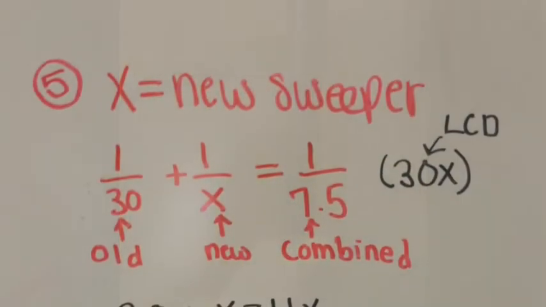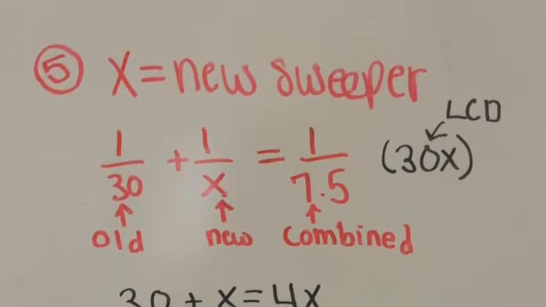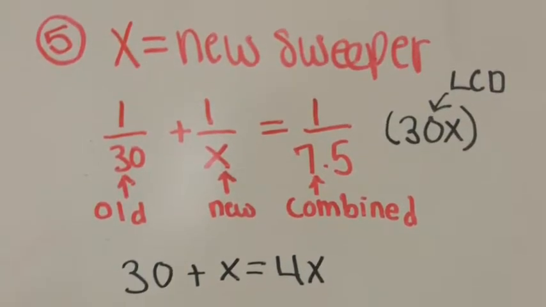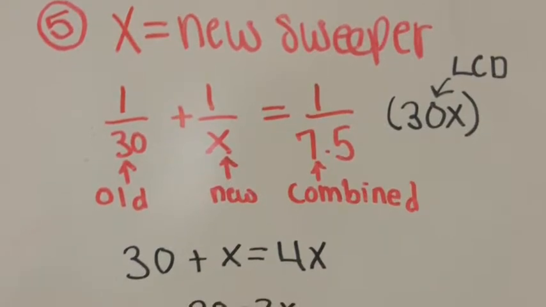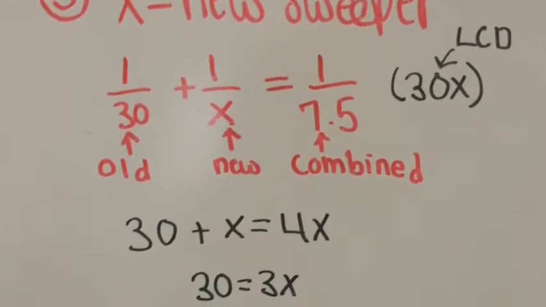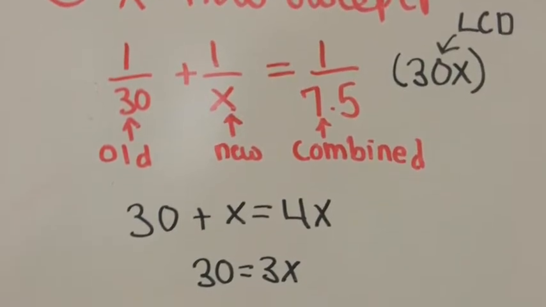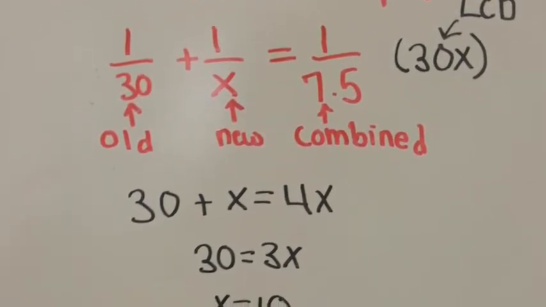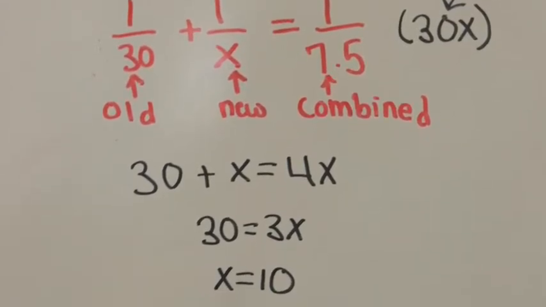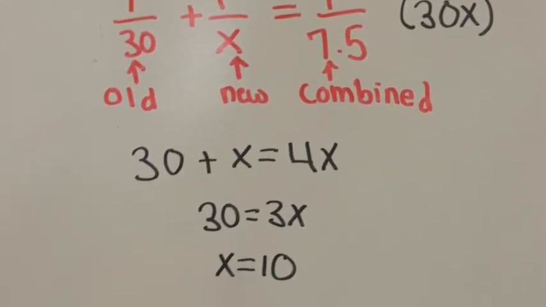So for this, we know that our variable needs to be x, and that they need to be fractions. So we formed an equation of fractions, and the equation was 1 over 30, 30 being the old sweeper, plus 1 over x being the new sweeper equals 1 over 7.5 because that was combined, and we multiplied everything by 30x because it was the least common multiple, and we did it out until we got x was equal to 10.